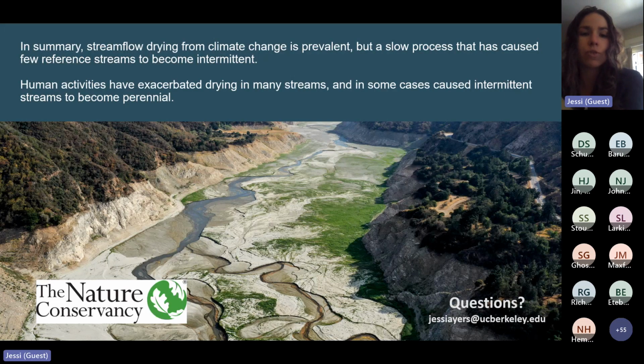So in summary, stream drying and stream intermittency from climate change is prevalent, but our reference streams showed that this drying is occurring at a much slower rate in natural conditions. So it's a slower process, but again, moving towards some sort of drying. Whereas our human impacts have a variability of effects on both intermittency and low flows. But in many cases, human activities have actually exacerbated the magnitude of drying. And in many cases, we're seeing this drying shift perennial streams to intermittent. And in some odd cases, we're seeing the effects of human impacts actually causing low flows to be elevated.